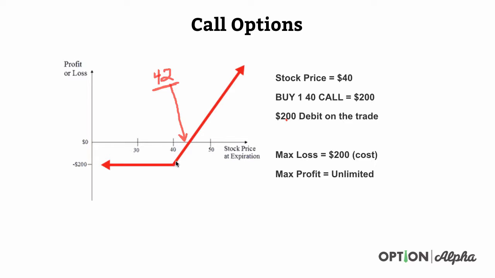You'll start making money as the stock goes beyond the 40 strike, but you really won't make any money net of your cost to get into the trade until the stock moves beyond $42.